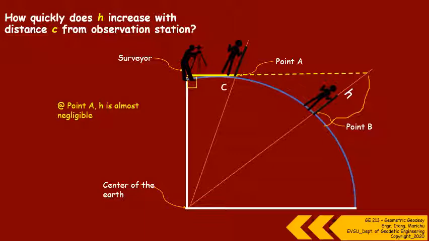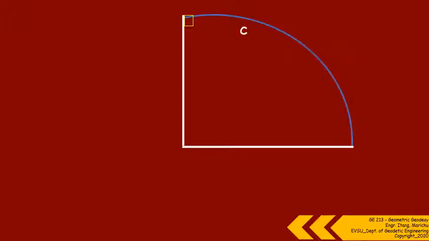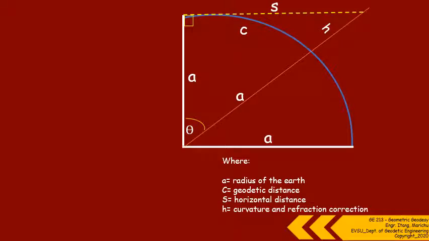So how can we reduce this error? We use this formula. I am going to show you how to determine the value of the curvature and refraction, the value of h. As in the similar illustration earlier, we have the curvature at the position of the rod and the distance between the two points. You see our C, H, and A, where A is the radius of the Earth. C is the geodetic distance, the curved distance from the observer to the point. H is the curvature and refraction correction.